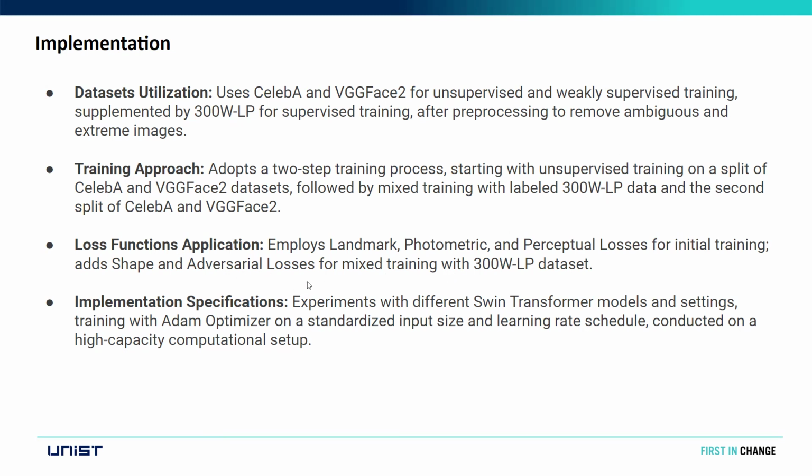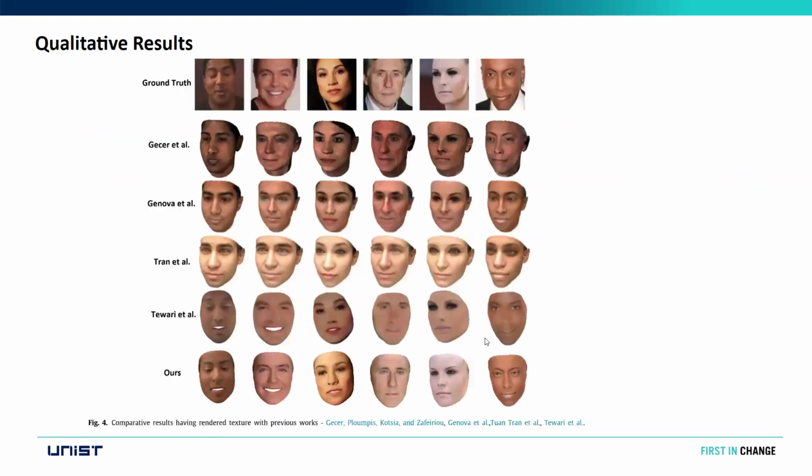The loss function, I already talked about it. They employ landmark, photometric, and perceptual loss for initial training, and they added shape and adversarial loss that comes from the 300W-LP dataset. For implementation specification, they experiment with different Swin transformer modules by varying the number of heads and the number of layers in the Swin transformer, and they experimented with different parameters as well.